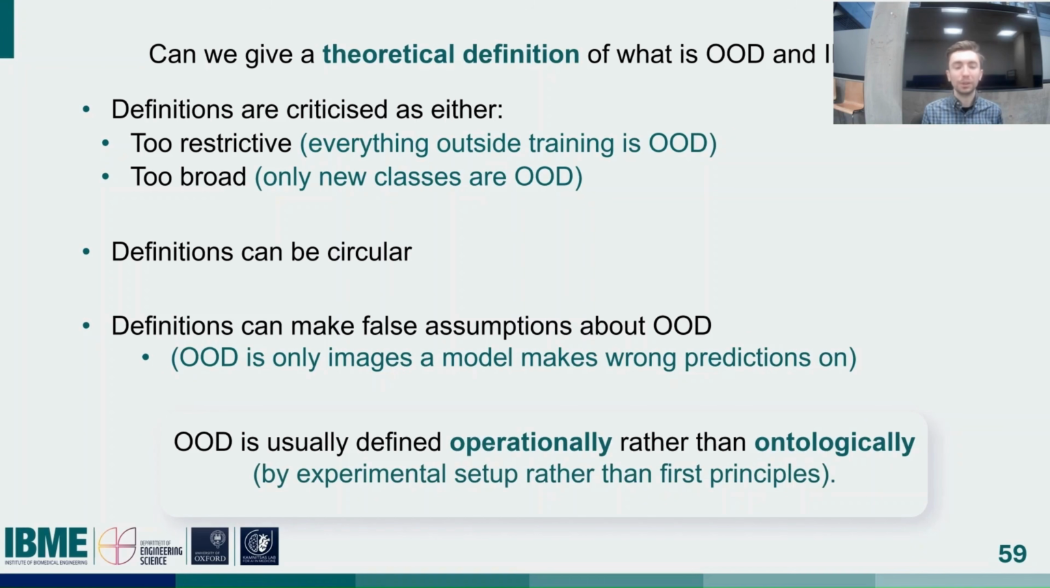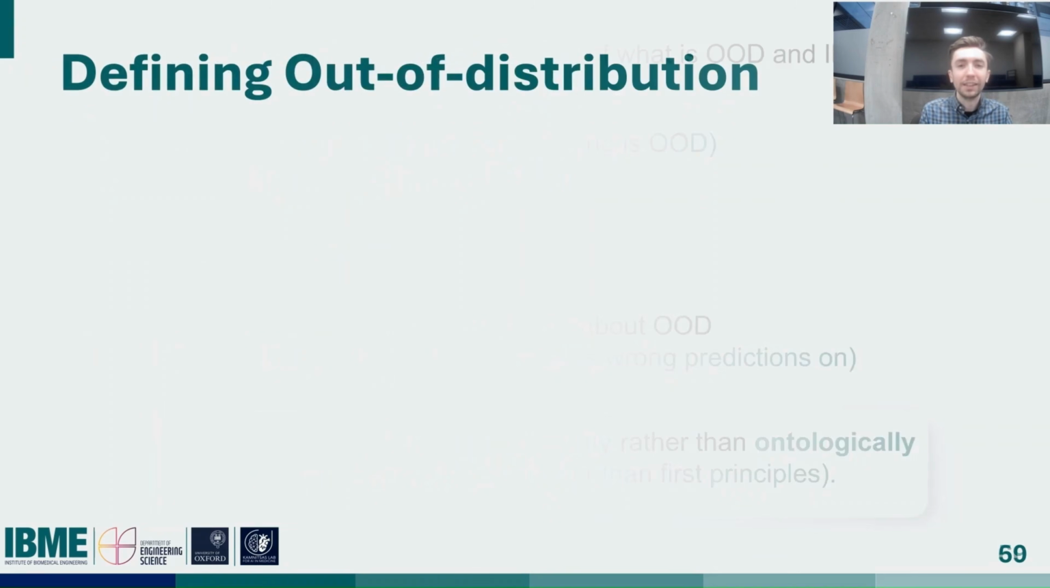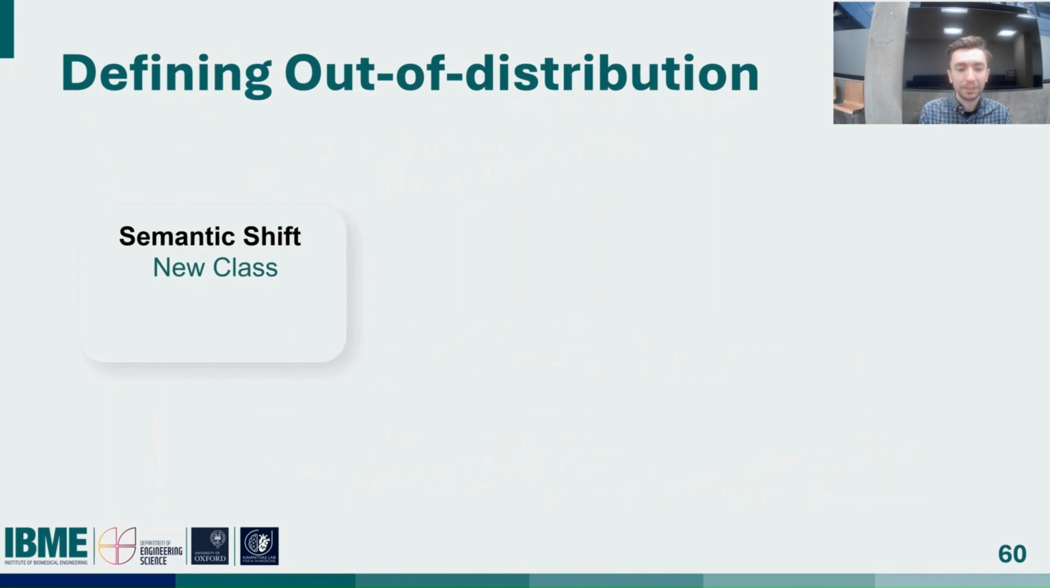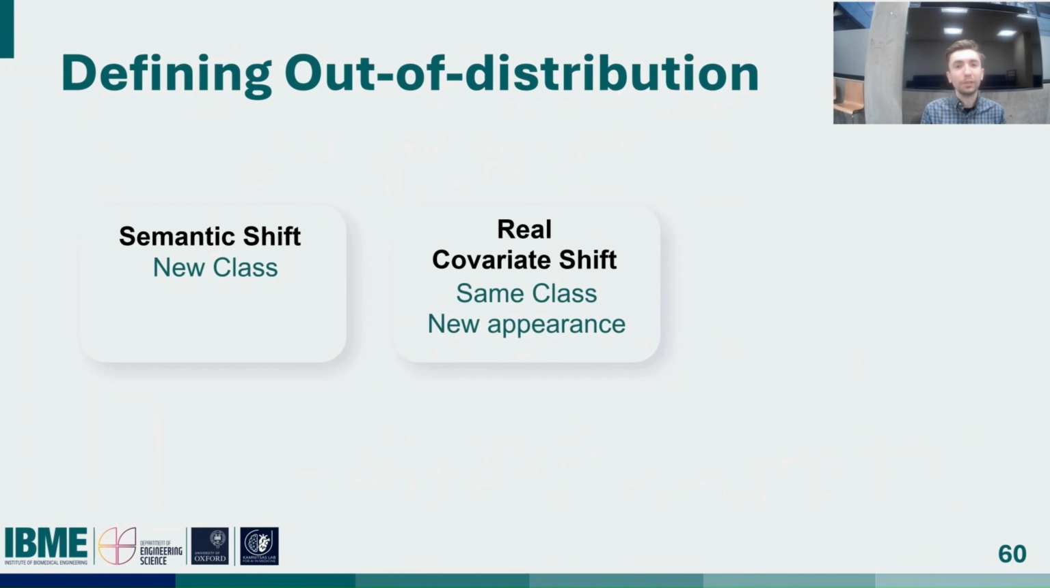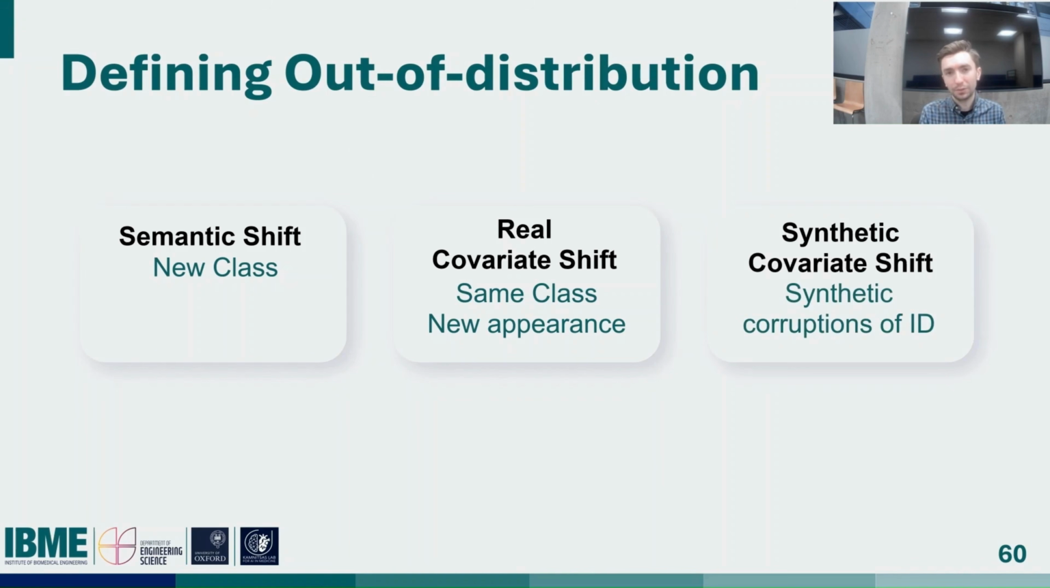So OOD is usually defined operationally rather than ontologically, which means that we define it by experimental setup rather than first principles. So let's do that now. We operationalize OOD for this study into three groups. Semantic shift, which is a new class not seen in the training data. Real covariate shift, which is the same class with a different appearance. And synthetic covariate shift, where we use synthetic corruptions of the ID data.